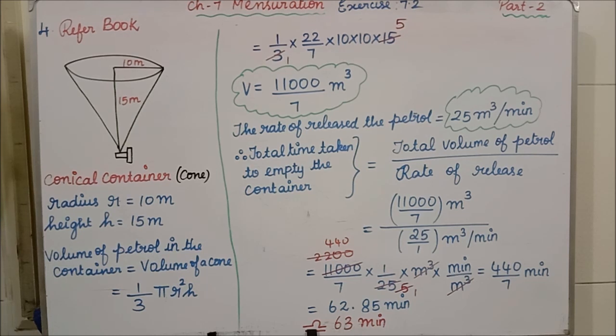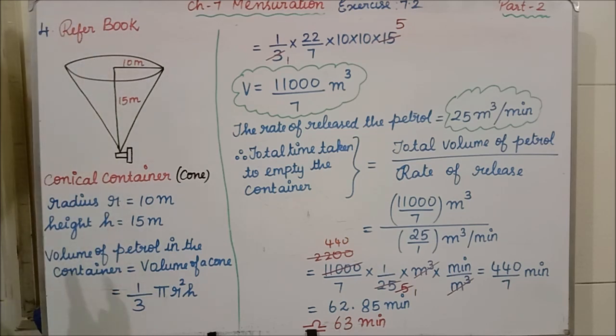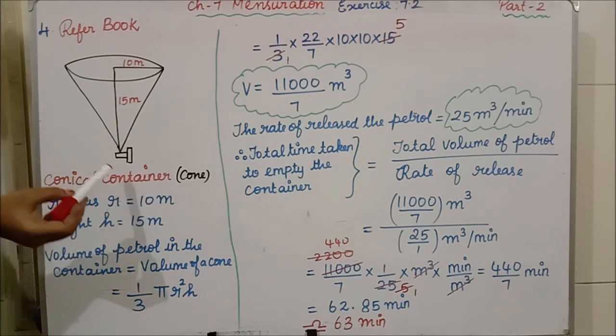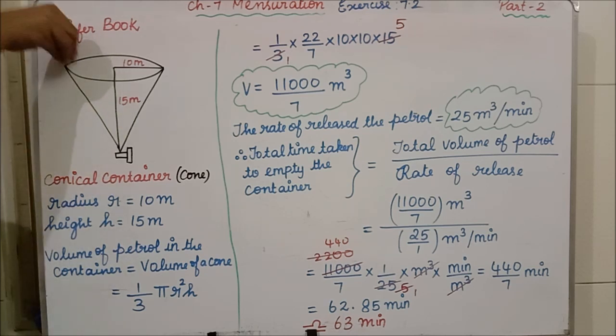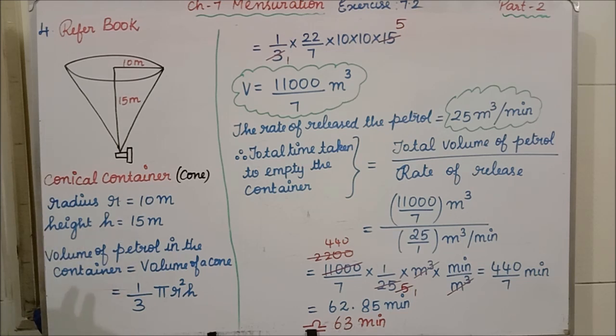Here we are talking about what? Container. We are talking about a cone. In that, petrol they are using. So which means we are talking about the volume of the cone. So we are talking here about a conical container, which is a cone. Radius they have given 10 meter. Height h is 15 meter they have given. Okay. Volume of petrol in the container. How much volume do you have in the cone? Do we know? We don't know. Now only we are going to find.